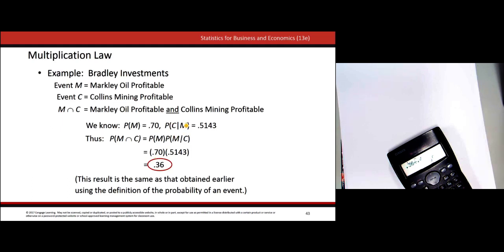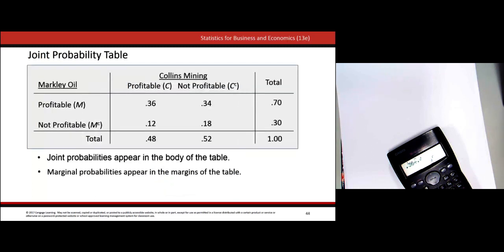So assume C given M is given, probability of M is given. Then how do you calculate M intersect C? You multiply those two. This is the joint probability table for this example. Joint probabilities appear in the body of the table and marginal probabilities appear in the margin.